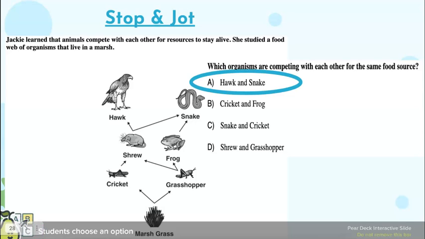Okay, if you said the hawk and the snake, you would be correct. So they are the predators that are on the top of this food chain. B is incorrect because the cricket and the frog are on different levels. The snake and the cricket are also on different levels, and the shrew and the grasshopper. That does not apply either because they're also on different levels of the web.